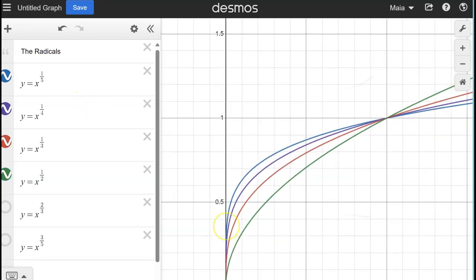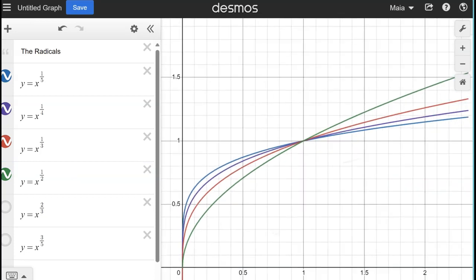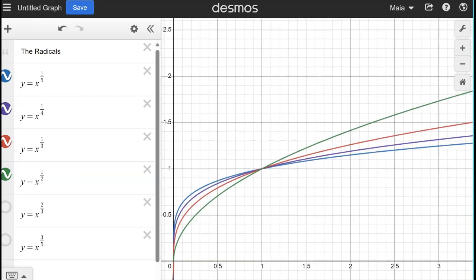Between 0 and 1, we again have a flip-flop here. So when we look between 0 and 1, the fifth root actually gives us the tallest graph, the biggest y values. The fourth root's next, then cube root, then square root. But if we're looking in quadrant 1, notice they do all have a really similar shape. It just gets a little bit exaggerated as that denominator gets bigger.